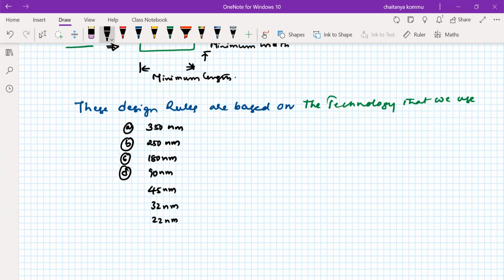These are the different technologies where we can form a transistor. So these technologies are exclusively meant for the length of the transistor.